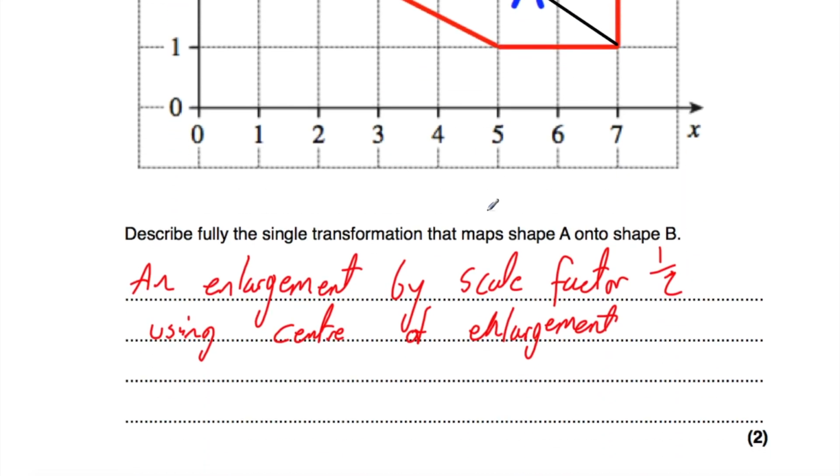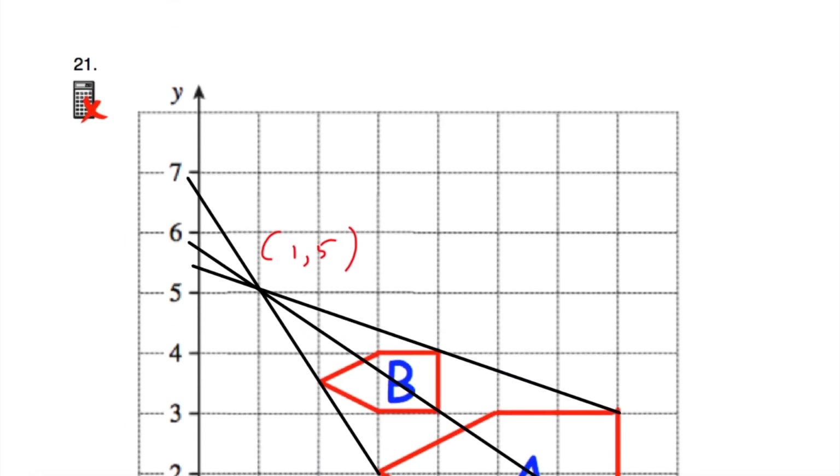So it says describe fully the single transformation that maps shape A onto shape B. It's an enlargement using scale factor of a half with center of enlargement 1, 5. And that's it. Okay, let's look at our next question, question number 22.